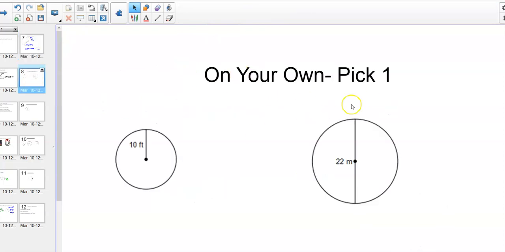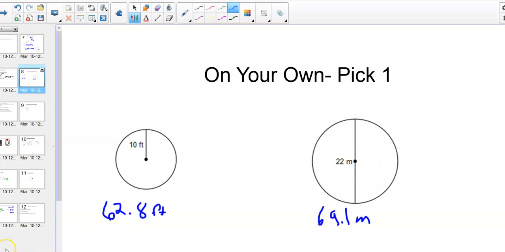So pick one of these problems to do on your own. You don't have to do both of them. You can if you want. But either pick this circle or that circle. Pause, and then once you've got your answer, click play and see if you got it right. Okay. So for this first one, you should have gotten 62.8 feet. For this one, you should have gotten 69.1 meters.